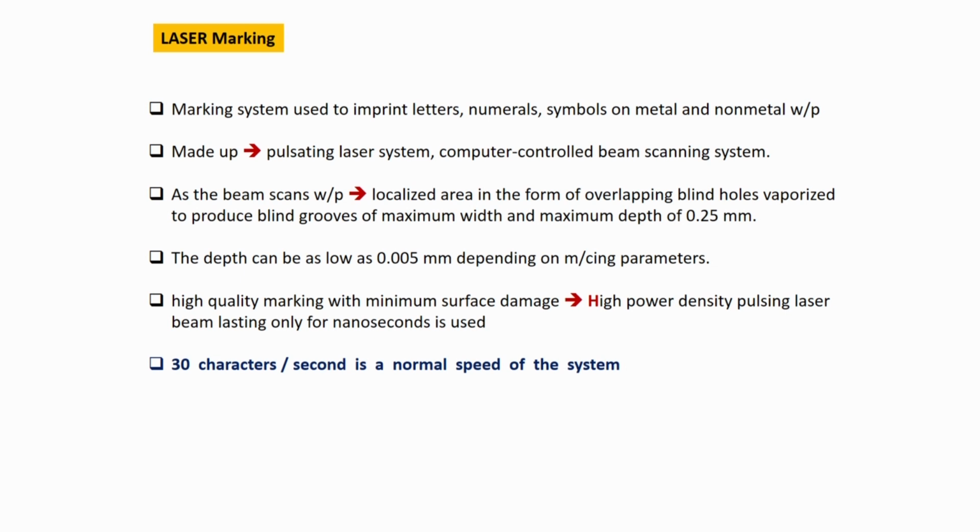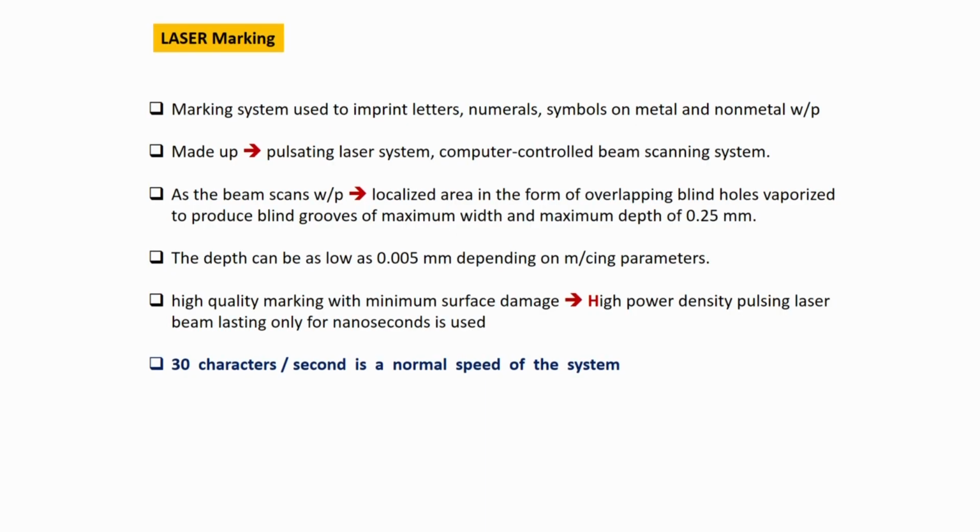So laser beam also can be used for marking operation. Most of you might have seen this marking on a nameplate in front of this office. So these nameplates can be marked by this laser beam on a metallic or non-metallic part.